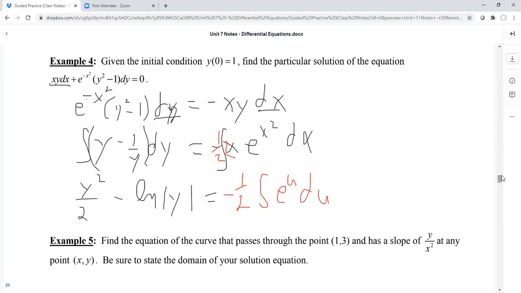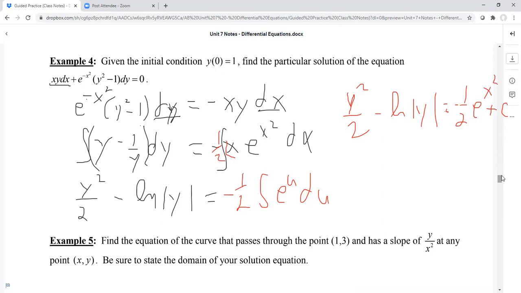Okay, so I've still got over here y squared over 2 minus natural log of y. And over here I'm going to have negative 1/2 e to the u plus some c. So I'm going to put plus c here. And then I'm going to stick in my u. Again, my u was x squared. So up there where that u is, I'm going to erase this u and stick x squared back up there. Okay, so there's my problem.